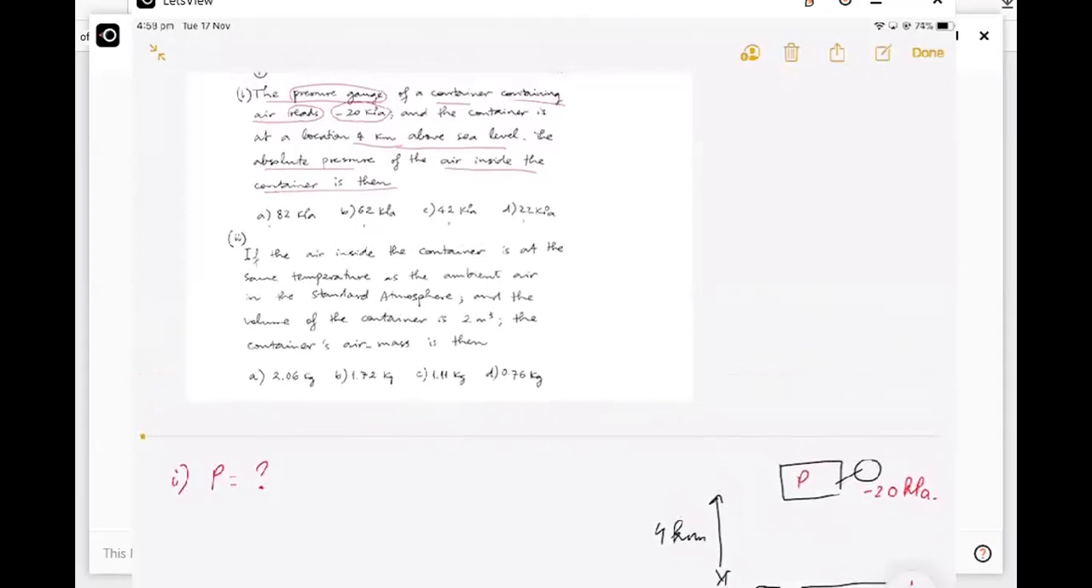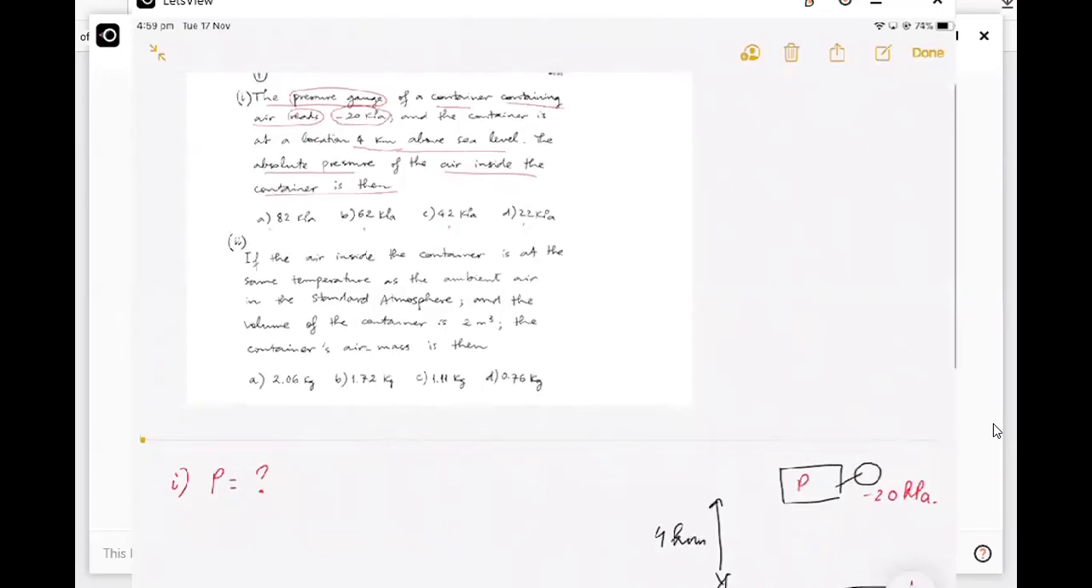We have the gauge pressure of a container containing air of minus 20 kPa, and the container is at the location 4 kilometers above sea level. You have to find the absolute pressure of the air inside the container. And we have 4 answers. Which one is correct? You have to find absolute pressure, P absolute, inside the container. The container is located at 4 kilometers above the sea level. And from the pressure sensor, we read minus 20 kPa.